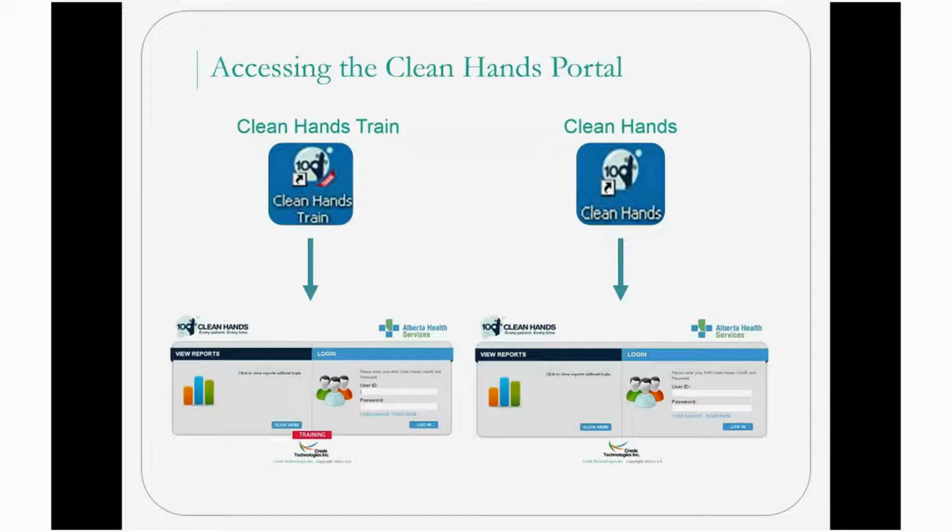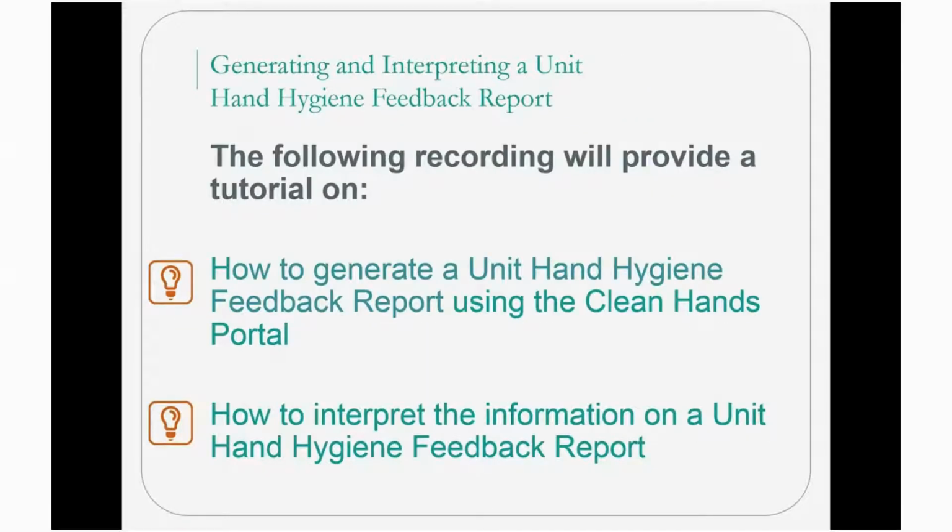If you are unsure about how to access the training and production environment of the Clean Hands portal, please refer back to Module 5. If you are a contracted service provider, you can access the portal using an alternate method. This information can be found on the Alberta Health Services Hand Hygiene webpage, detailed later in Module 9. The following recording will provide a tutorial on how to generate a unit hand hygiene feedback report using the Clean Hands portal, and how to interpret the information on a unit hand hygiene feedback report.